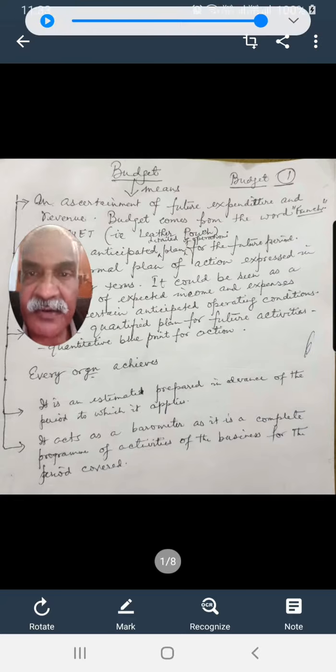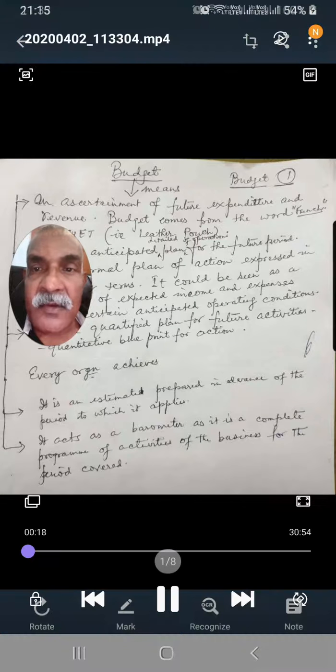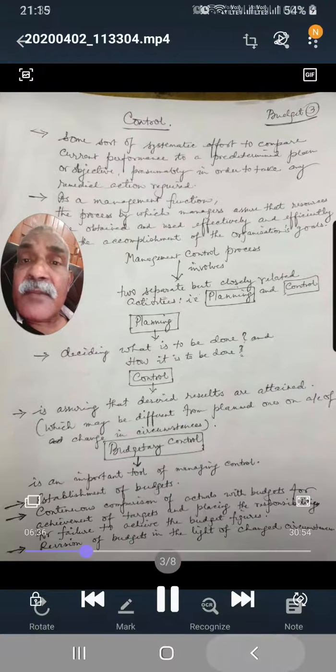About the budget. Budget, you know well, it's a very general definition of budget. Function control is, you say, a management function, as a management.